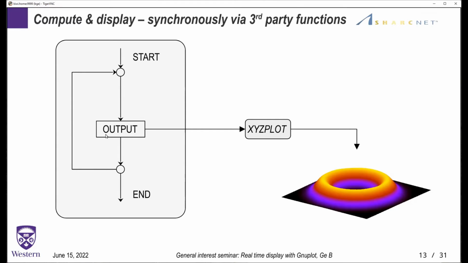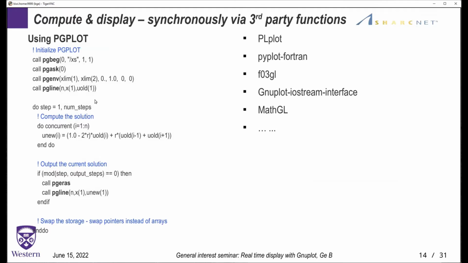You generate an output, and you want to plot the output using a third-party program. In this case, XYZ plot doesn't exist. It's just a third-party graphical program. Okay, so the application program in this case generates output and calls a function, the third-party function, to generate a plot. So here's an example, the PG plot.